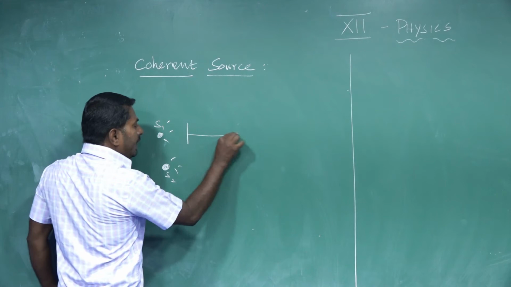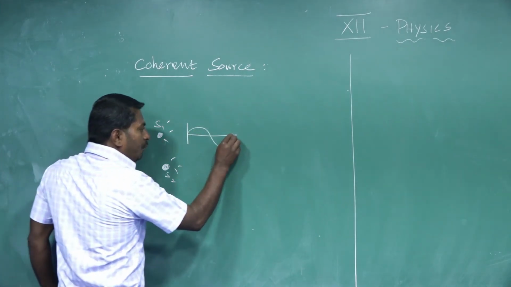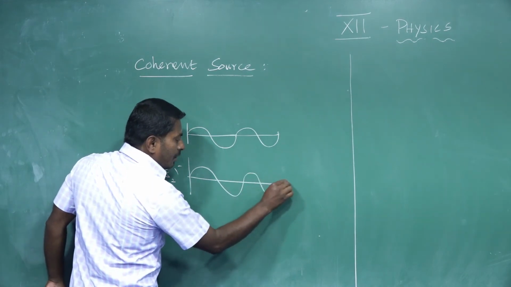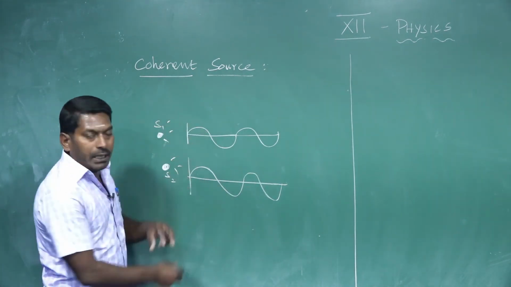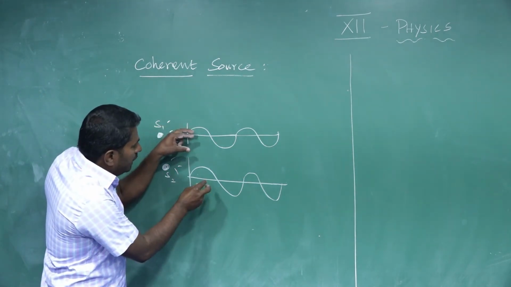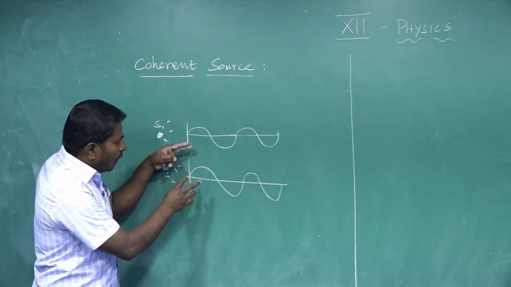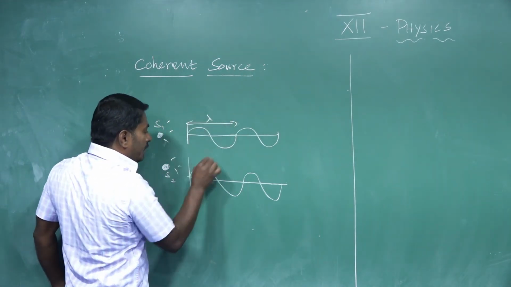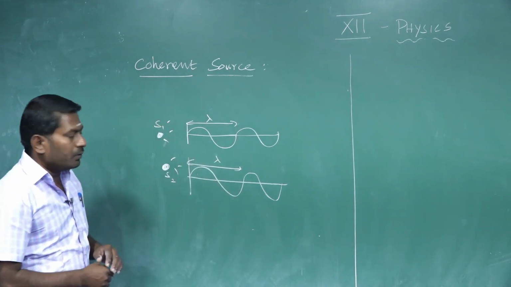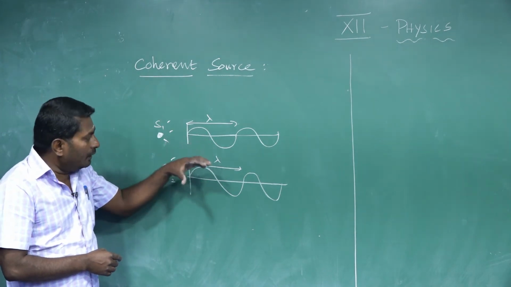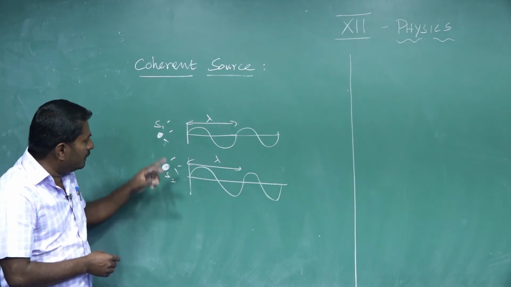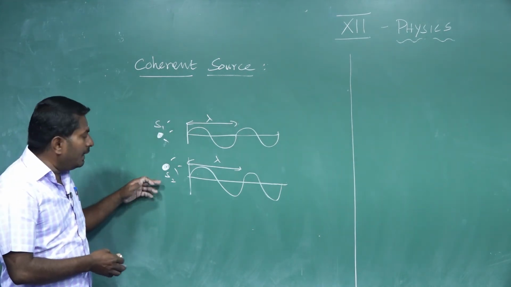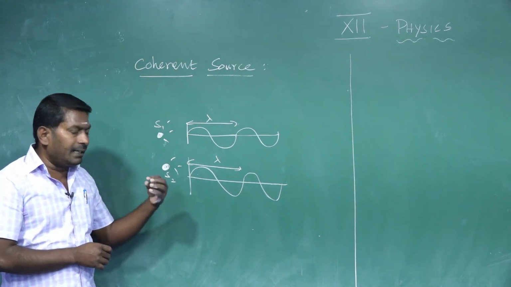First one source of light emits light waves like this, and the second source of light emits light waves. Then both waves are in phase with each other, or have a constant phase difference during propagation, and both waves have the same wavelength or frequency, the same waveform, and the same amplitude. Then both sources of light are said to be coherent sources of light. Coherent sources of light are required to produce a sustained interference pattern in the laboratory.